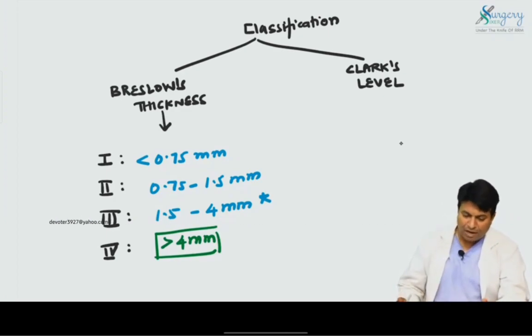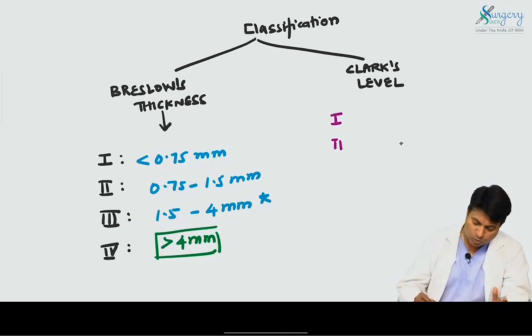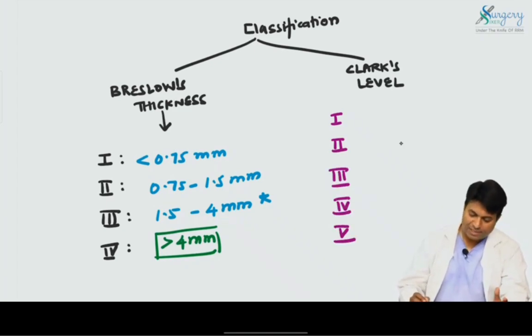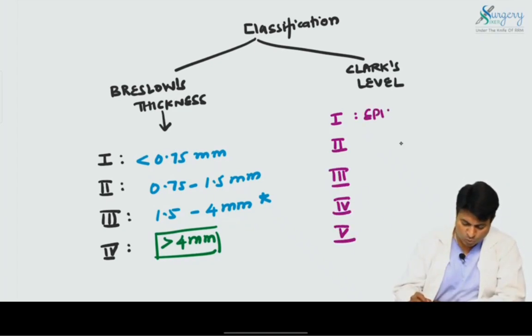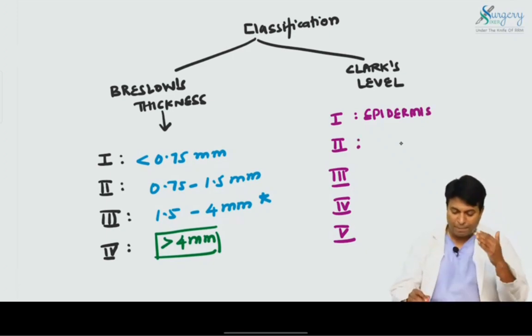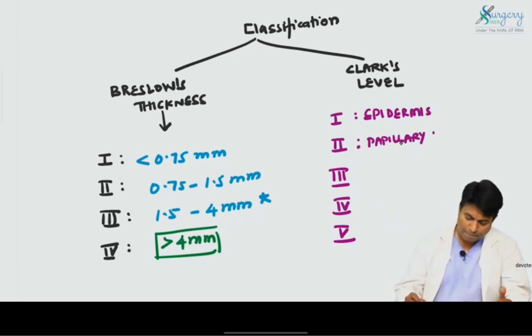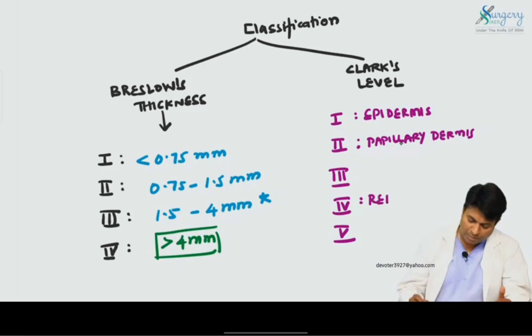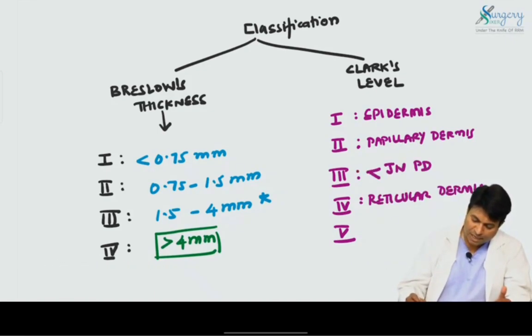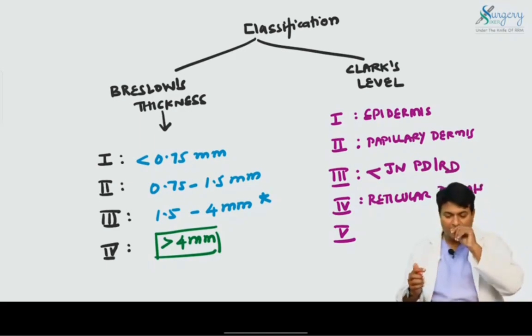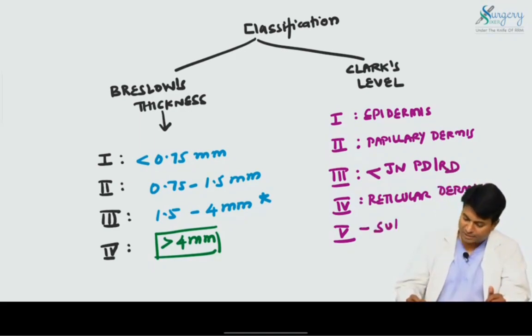When you come to Clark's level of invasion, Clark's level of invasion has 5 levels. 1, 2, 3, 4, 5. There are 5 levels in Clark's. One, nothing to mark up in this. Just epidermis is 1. Only going up to epidermis is 1. Going up to the papillary dermis is 2, and reticular dermis is 4. Please remember reticular dermis is 4. So then what happened to 3? 3 is the junction between papillary dermis and reticular dermis. Sorry, 3 is the junction, and 5 is subcutaneous. It goes to the subcutaneous.